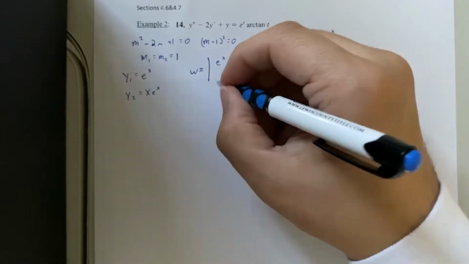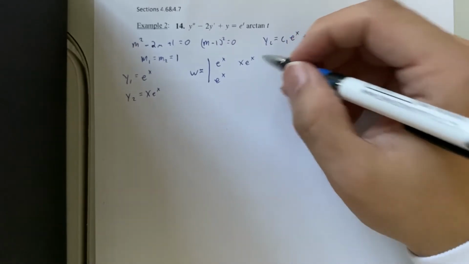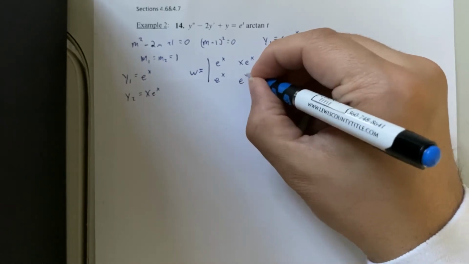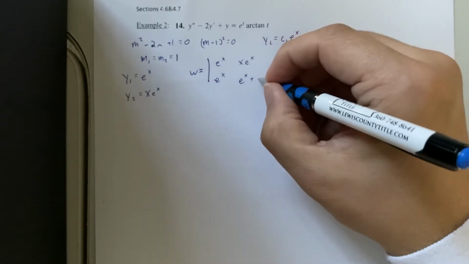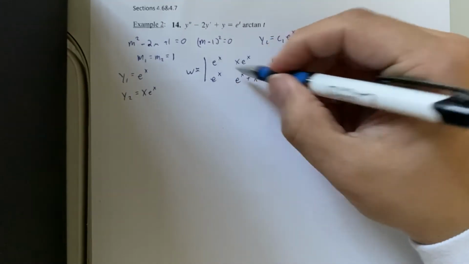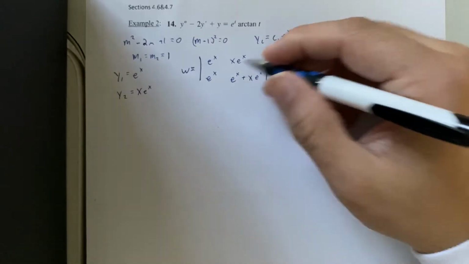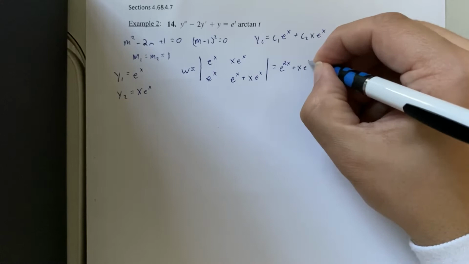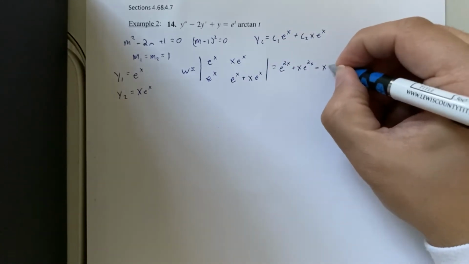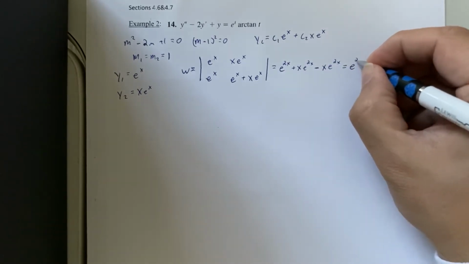When I take the derivative of e to the x, that's easy, it's just e to the x. But when I do the derivative here, it's a product rule where I take the derivative of the first, which is just 1, so it's e to the x, plus the derivative of e to the x, which is e to the x, so x e to the x. Now I do the determinant: e to the x times e to the x is e to the 2x, plus x e to the 2x, minus, when I multiply these, x e to the 2x.